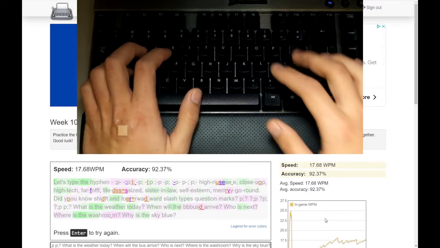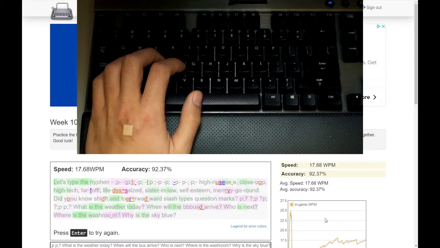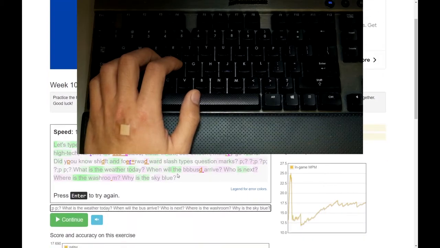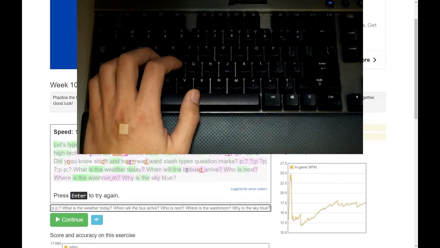So we want to practice the hyphen key and the question mark for this exercise. If you want more practice, you can try this exercise more than once. So let's try the third exercise. Third and final exercise, so we can finish off all the keys that we need to type sentences. So let's take a look.